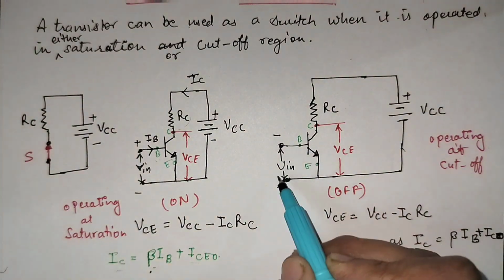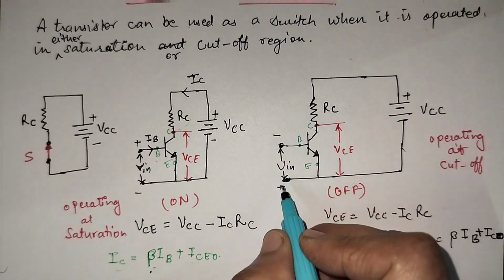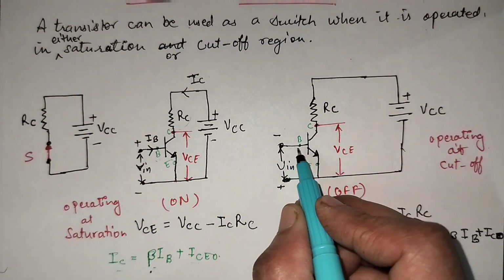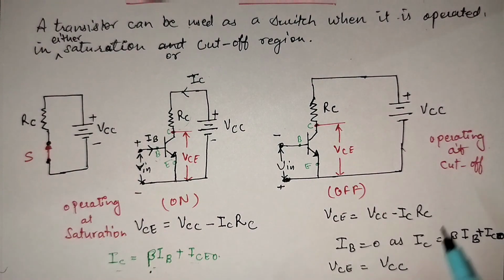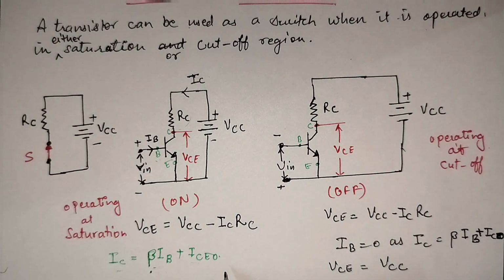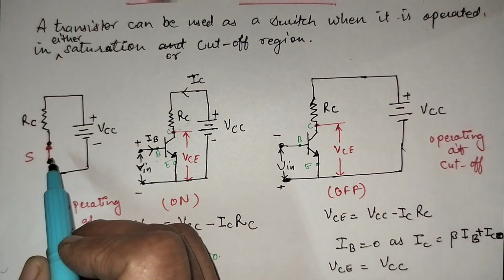Now when the input voltage is negative or 0, means the circuit will be open from here. When the voltage is 0 at the input or negative, there will be no base current in the circuit because the base emitter junction is reverse biased. So there will be no collector current in the circuit except this leakage current, and this leakage current is very small, in the range of nanoampere. So we can see here, by operating the transistor in saturation region or in cut off region, we can turn on and off the current through this load resistor.